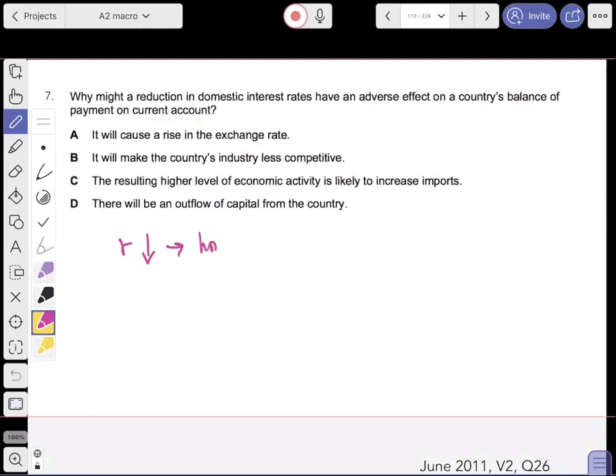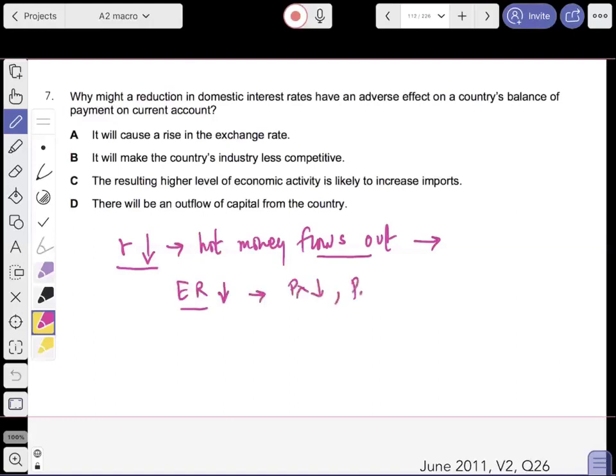that hot money flows out of the country. Isn't that true? If hot money flows out of the country, then the exchange rate will fall, right? Because if the interest rates are going down, hot money flows out. Hot money flows out, exchange rate falls. Exchange rate falls, exports can become cheaper, imports can become expensive, and that could cause expenditure to go up.